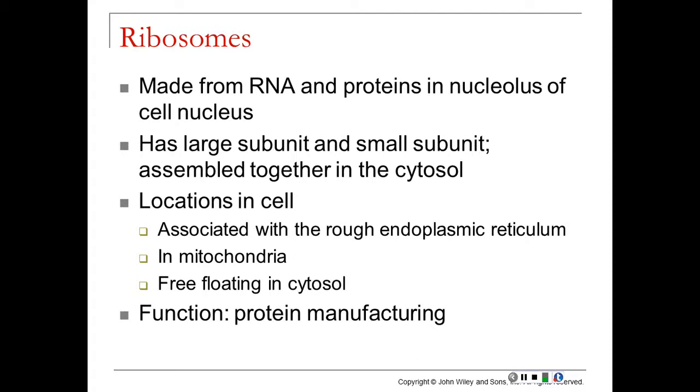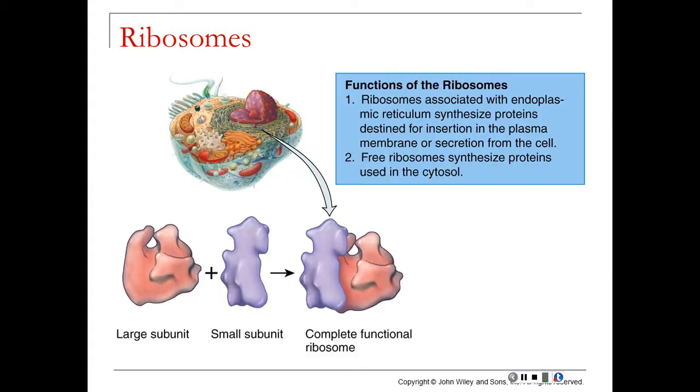Ribosomes are other cellular structures inside the cell. They're made from RNA. They're also made from proteins that are made in the nucleolus of the cell's nucleus. They have a large and a small subunit, and that large and small subunit are then assembled within the cytosol. They're located both along the rough endoplasmic reticulum, within the mitochondria, and they can also be free-floating in the cytosol. Ultimately, their job is to make proteins for our cell. So this is our protein factory. Here you can see the large subunit and the small subunit coming together to make a functional ribosome.